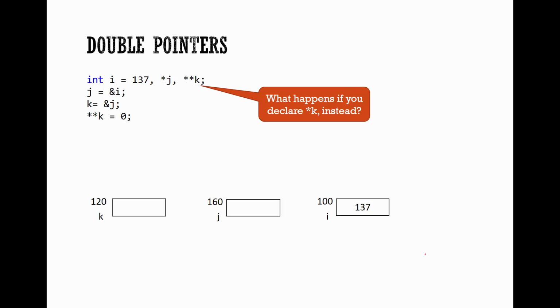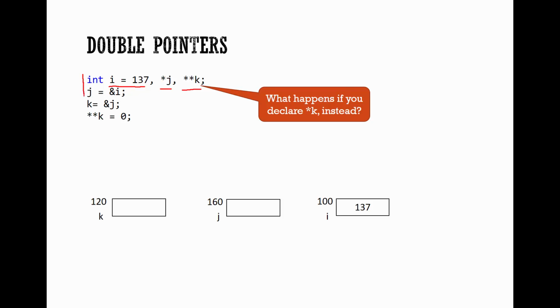Here we start with our original variable, which is I. I is storing 137. Then we create a first pointer called J, and then a second pointer called K. And notice that these are labeled: J is a pointer, K is a pointer to a pointer. All right, so let's say we try to simulate this. This line is pretty straightforward.